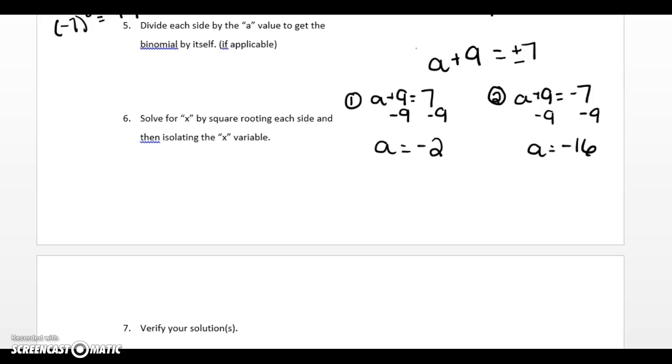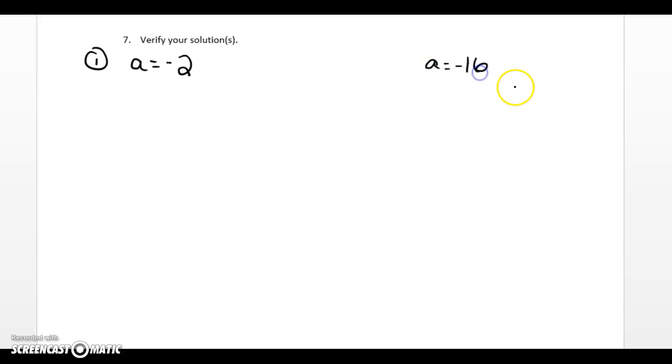Now to make sure we did our math right, we always have to make sure we verify it. So even if I don't ask you to verify it, it's really good practice to verify to make sure we did the math right. So that is step number 7. So we're going to verify those solutions. In our first case, we had a is equal to negative 2. And in our second case, we had a is equal to negative 16.